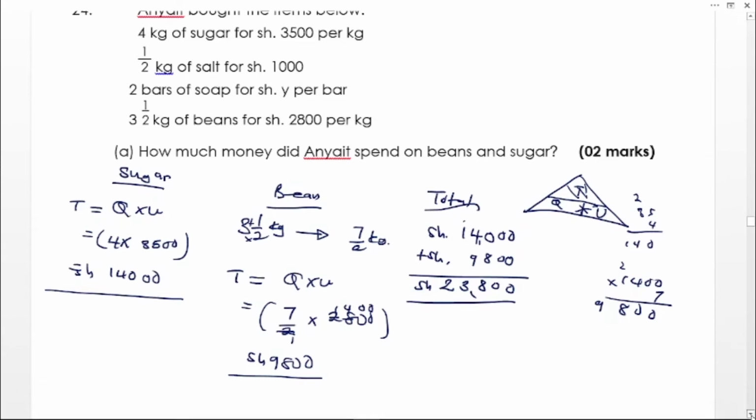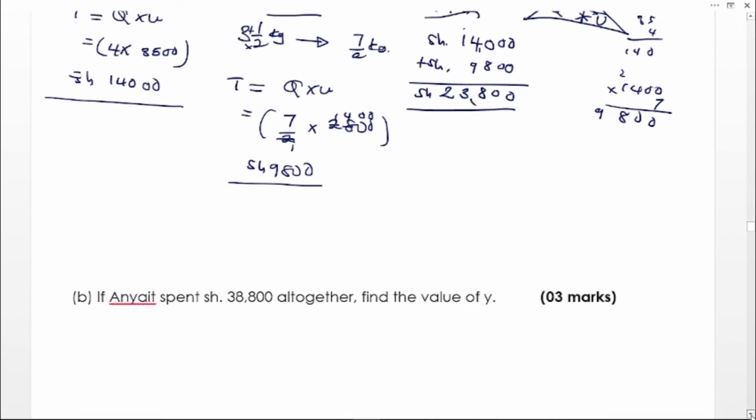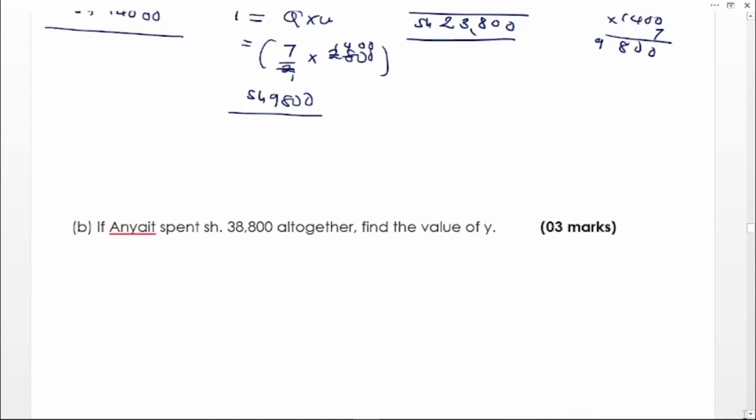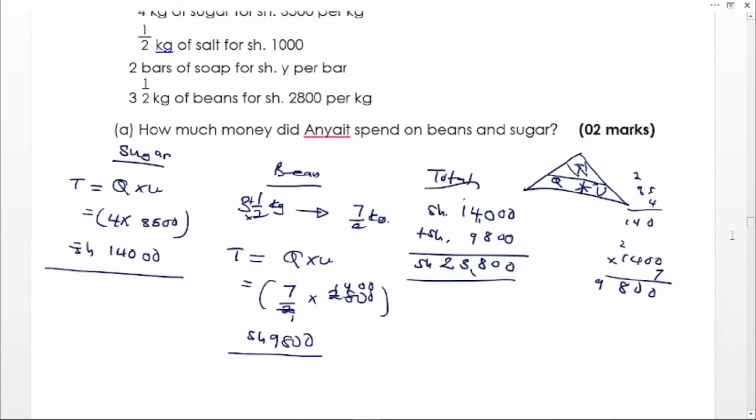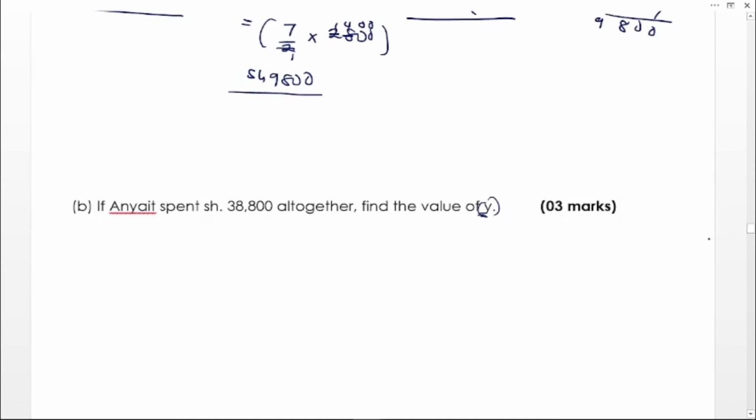Okay, let us now proceed and see question B. Now question B, they're saying if she spent 38,800 altogether, find the value of y. Now what is this y? Let us first take back here and see that y is for the bars of soap, and she bought 2 bars of soap, and each bar cost her y shillings.